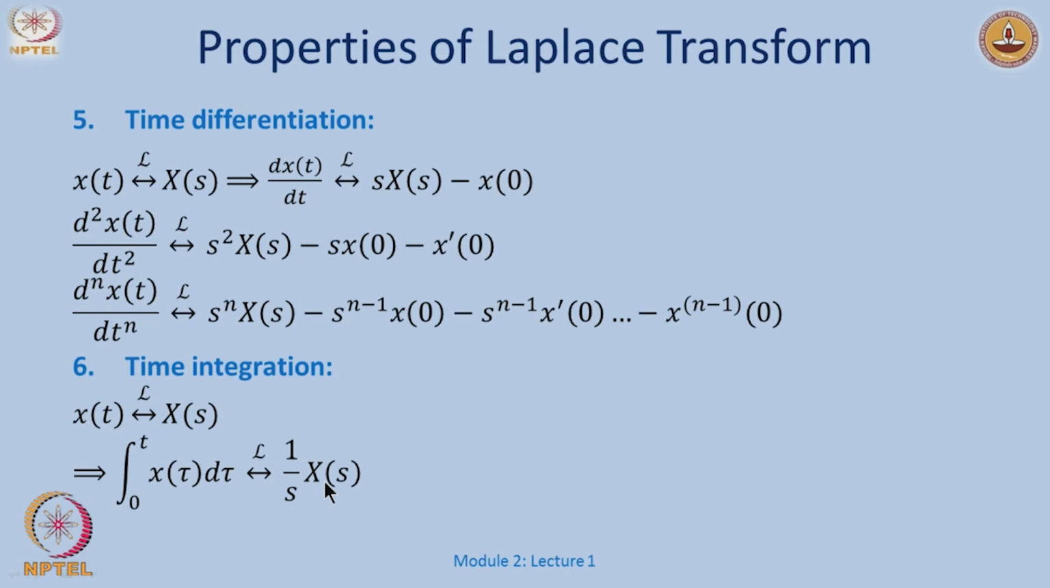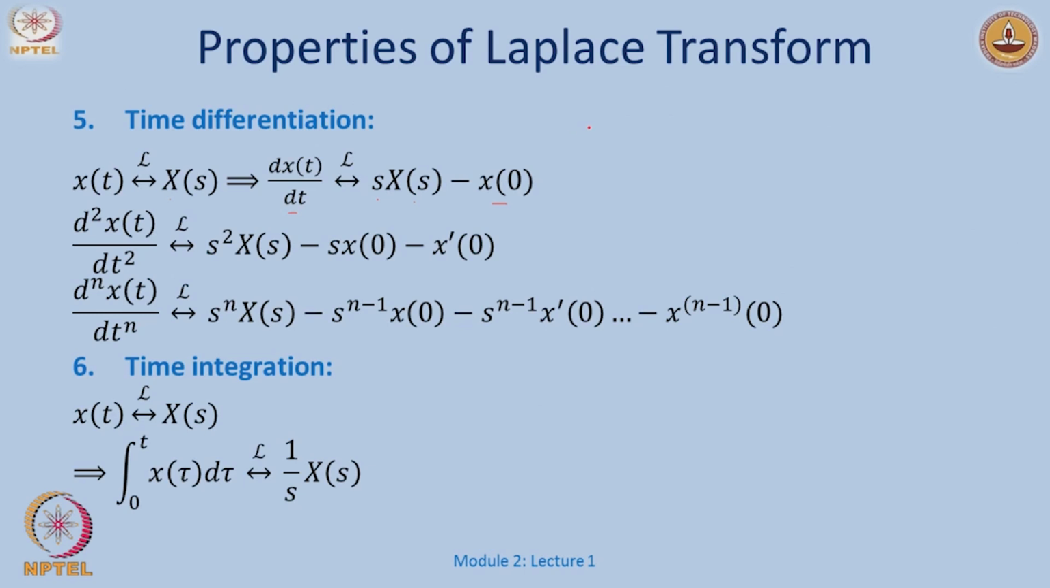Okay. Now, the next important property is that of time differentiation. Okay. So, I have a signal x of t with its equivalent Laplace transform x of s. So, what the property tells me is that the Laplace transform of dx(t)/dt would be s times x of s minus x of 0, where this is the initial condition of the signal, and similarly I can even do this for higher order derivatives. Okay. So, let us see if we could do an example with this.